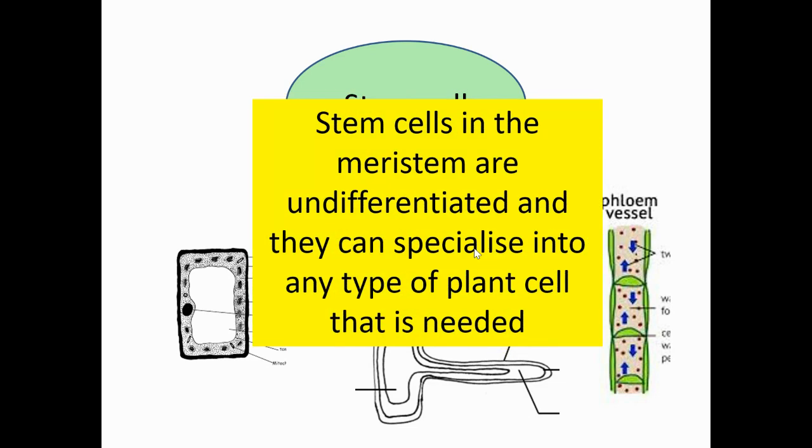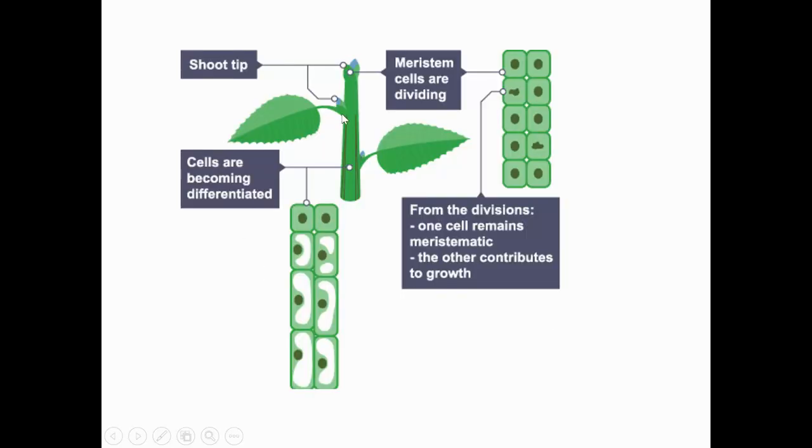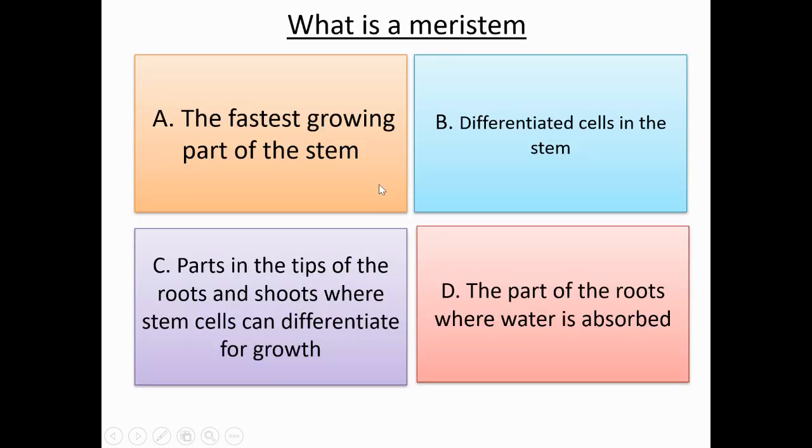Stem cells in the meristem are undifferentiated, and they can specialize into any type of plant cell that is needed. Right, again, this is a diagram of the very tip of the shoot, but equally the same thing is happening at the very bottom and the tip of the roots as well. You've got undifferentiated cells, which, as the plant grows, turn into specialized cells. Perhaps they could turn into leaf cells or even flower cells.